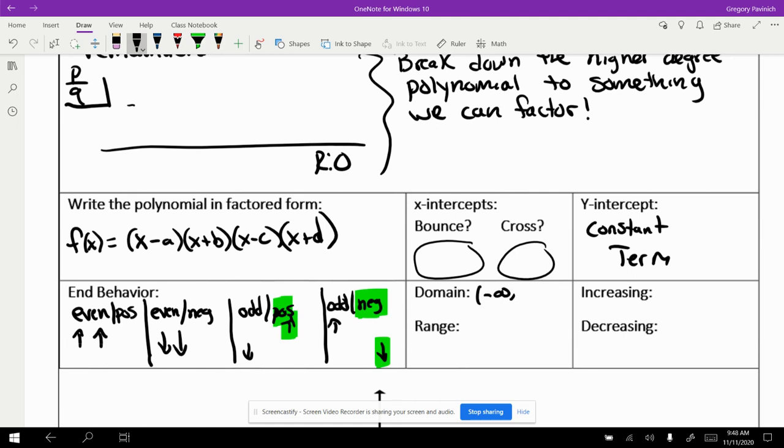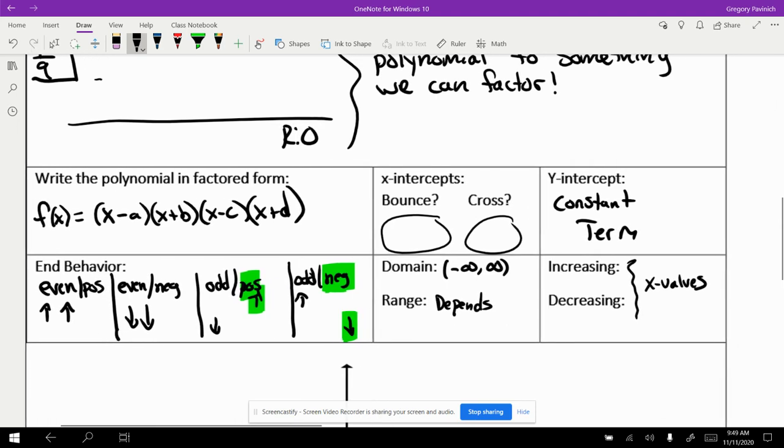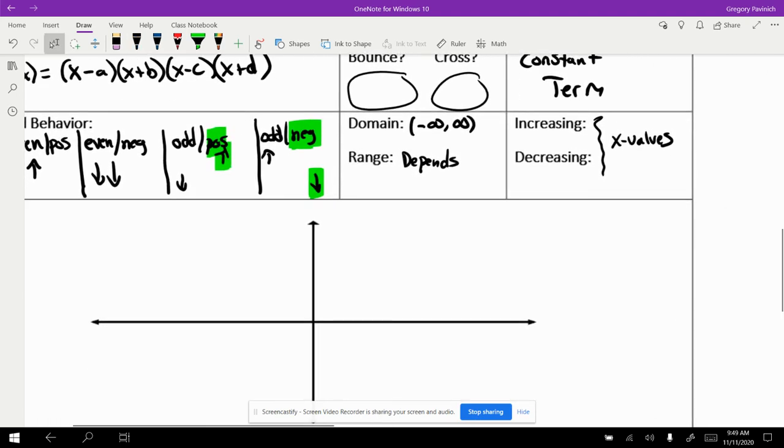Domain, we know this is here. This depends on your graph. Sometimes it's negative infinity to infinity. Sometimes it reaches a max if it's an even function. Increasing and decreasing, I would just remind yourself these are my x values. And then at the end, we're just going to do a rough sketch.